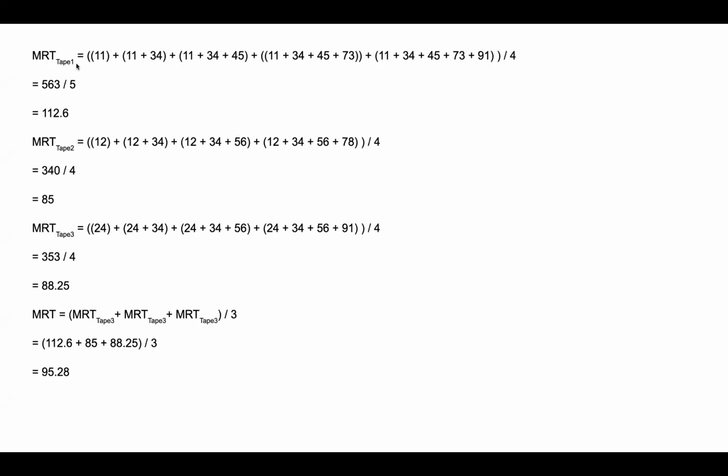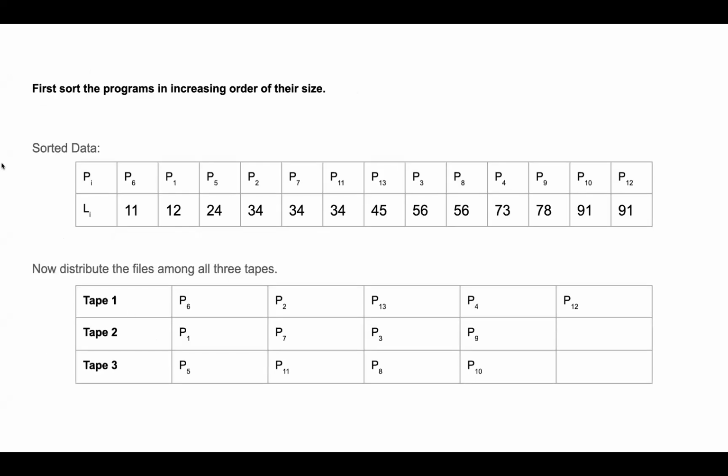Tape 1 mean retrieval time will be 11 plus 34 plus 11 plus 34 plus 45 and like this. Okay, what we are going to do is length of P6 plus length of P2 plus length of P3 plus length of P13 plus length of P4 plus length of P12. Okay, but it's not only the length, it's about the retrieval time.